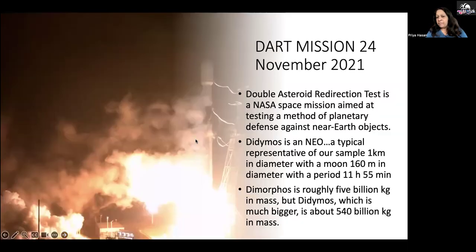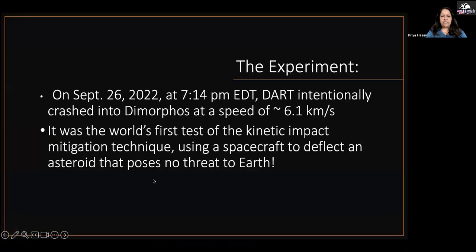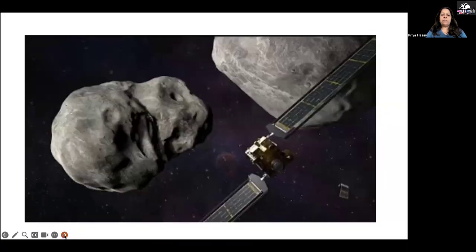So this is the DART mission I was talking to you about. It was launched in 2021, and basically it went to a binary asteroid and tried to deflect it. It crashed into Dimorphos at a speed of 6.1 kilometers per second. And then people tried to monitor the deflection caused by the impact.